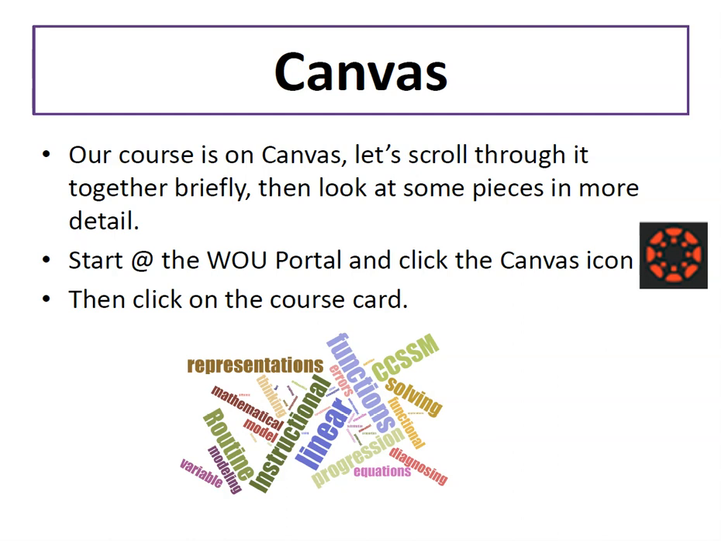Our course is on Canvas, and so let's scroll through that together briefly and look at some pieces to focus on some specific details. So to find Canvas, you always start at the WU portal and click on the Canvas icon in the row of icons where you see WolfWeb and email, and then click on the course card for our course on the Canvas dashboard, and it's a little word cloud.